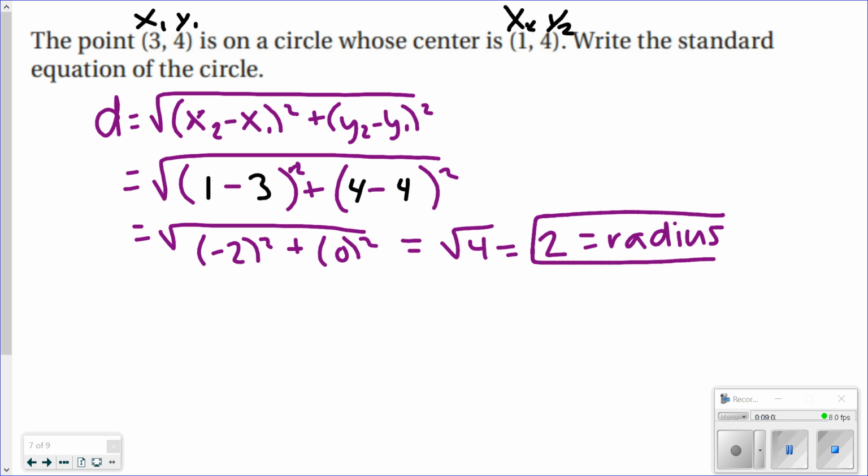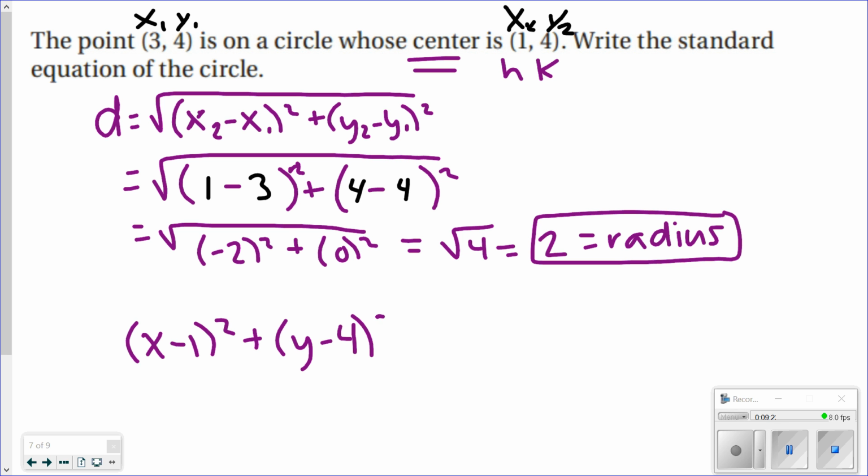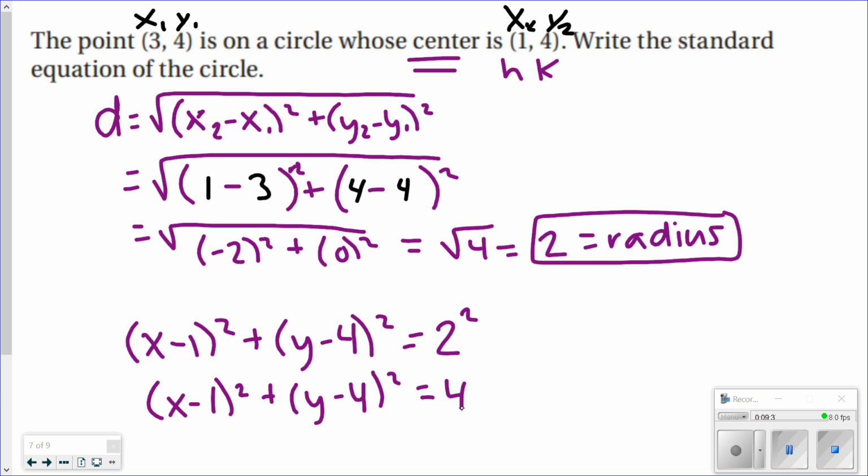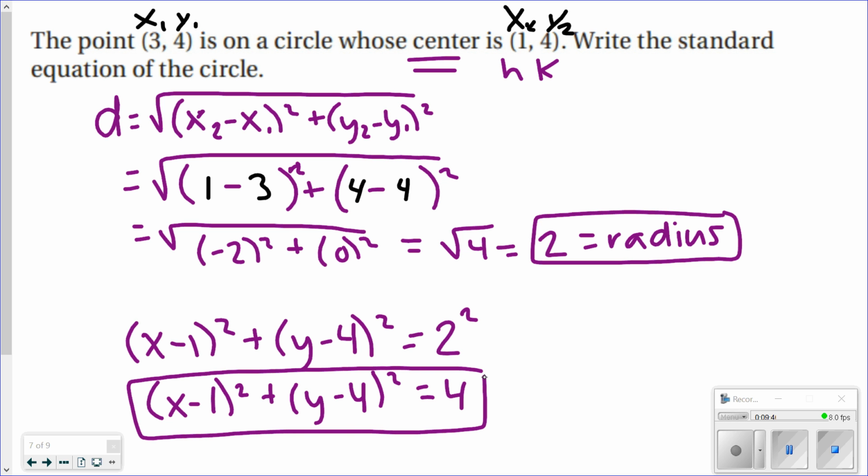So now I have everything to write out my equation. So I have x minus our h value. Well, this was the center, so this is h and this is k. So x minus 1 squared plus y minus k, well k is 4, squaring that, is equal to our radius squared, where our radius is 2. I'm going to square that, and this simplifies to x minus 1 squared plus y minus 4 squared is equal to 4. And that's my equation of this circle.